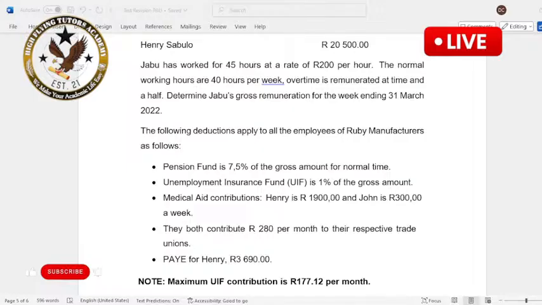So we're going to have the basic salary for Jabu. They say he worked 40 hours a week, which are normal, multiplied by 200. That is the normal rate for him. So it's 40 times 200 rand. How much is the basic salary or wage for Jabu there? I'm waiting for the answer on the chat. Remember, we don't have time. Let's do it quickly.